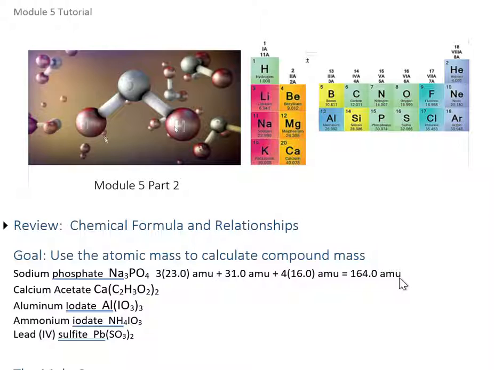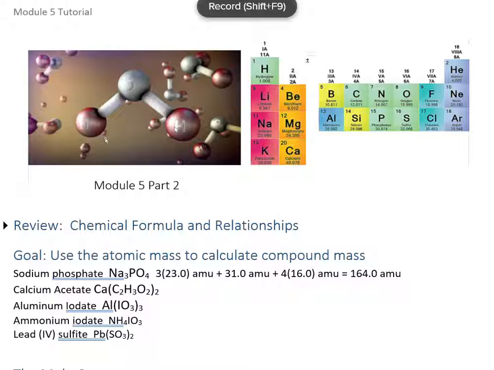So before we can ever work with our mole concept, one of the first things we need to be able to do is nail down the atomic mass of a compound. So I'm going to let you work through calcium acetate, aluminum iodate, ammonium iodate, and lead-4 sulfite, and calculate their compound mass. Go ahead and pause the video and do that.